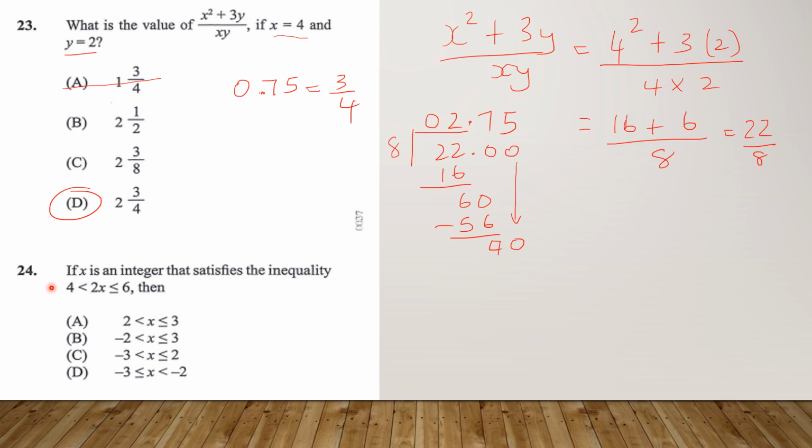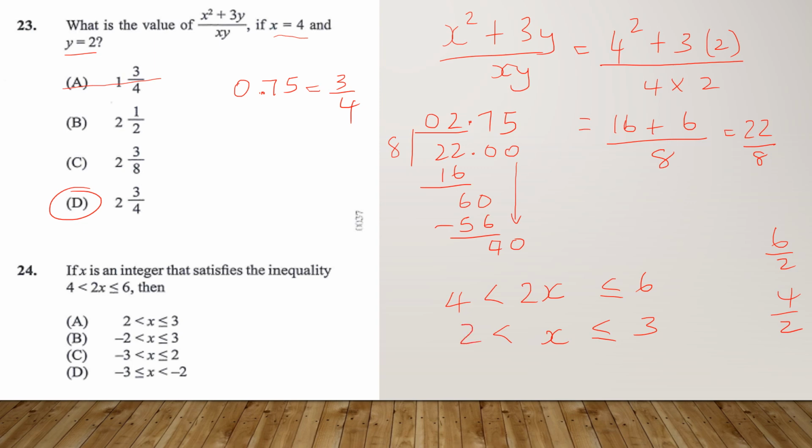Question 24. If x is an integer that satisfies the inequality, 4 less than 2x less than or equals to 6. Let's write that out. 4 is less than 2x less than or equals to 6. So really we want to find what's x. So it's 2x. So we're going to divide 4 by 2 and 6 by 2. So that's going to give us 6 divided by 2 is 3, and 4 divided by 2 is 2.